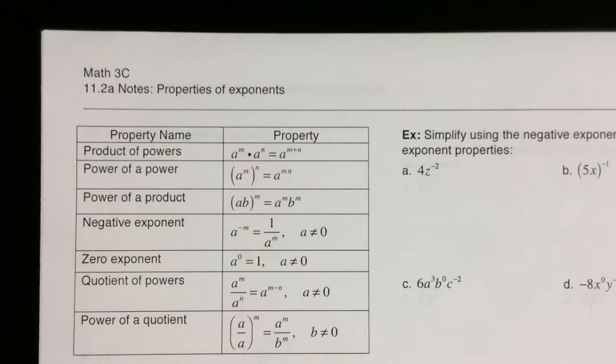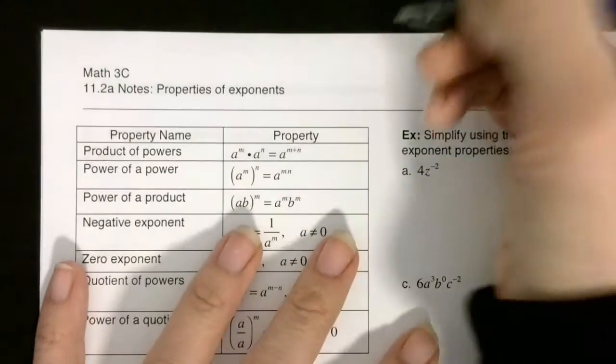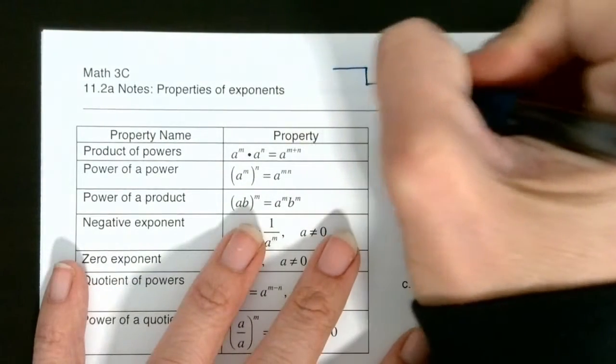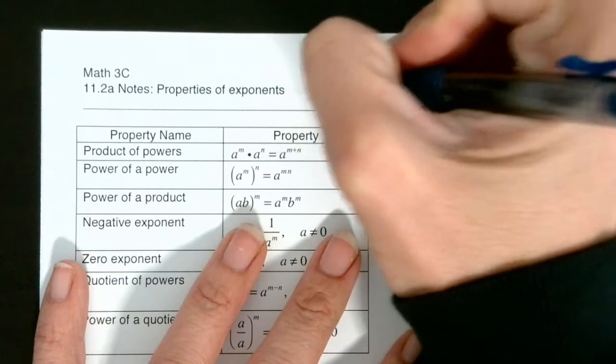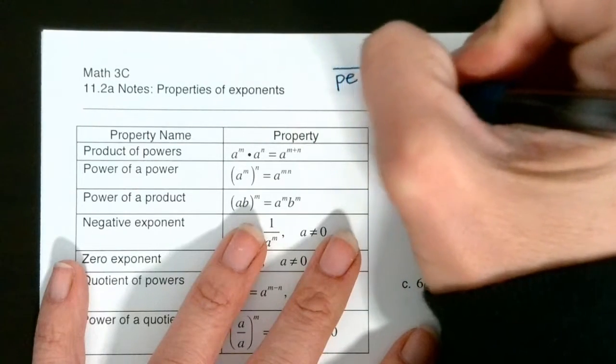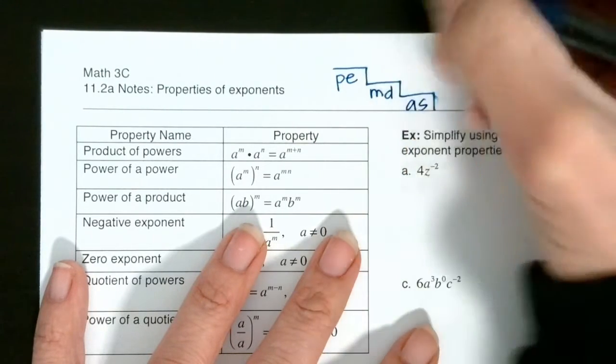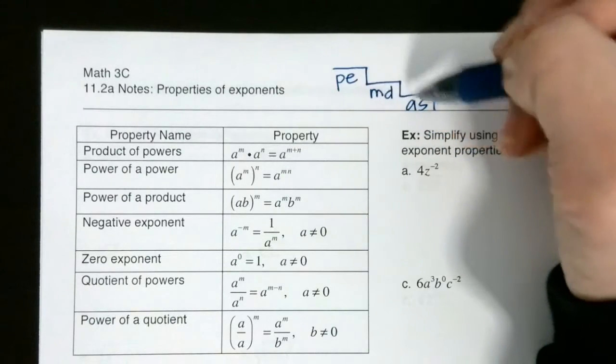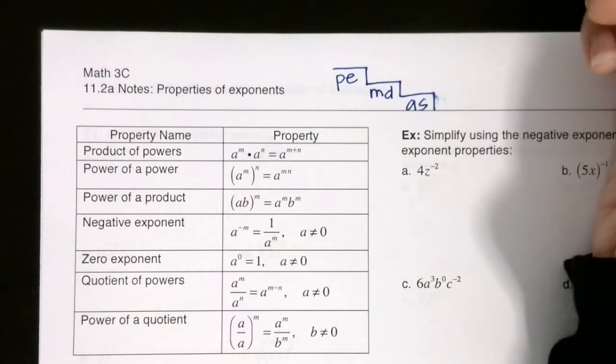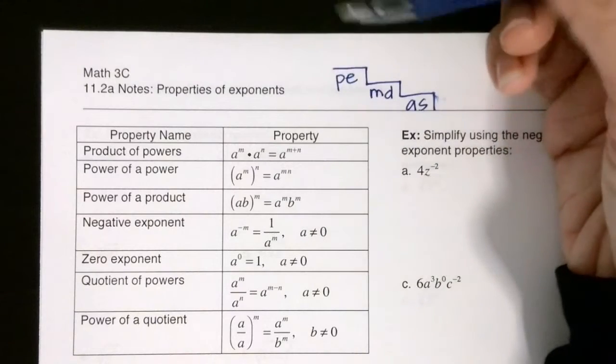Today we're going to do the 11.2a notes, which is properties of exponents. So this is probably a review, but in math, just because we say it's a review doesn't mean you remember it. So what I'm just going to draw up here is something I call the PEMDAS Staircase. You guys are all pretty comfortable with PEMDAS: parentheses, exponents, multiply, divide, add, and subtract. But with this staircase, this helps us remember the properties.